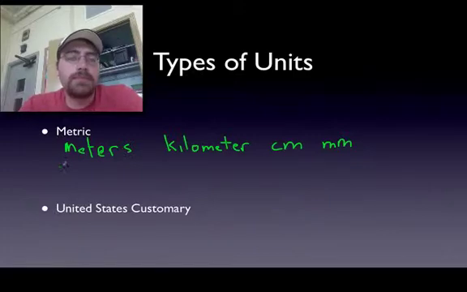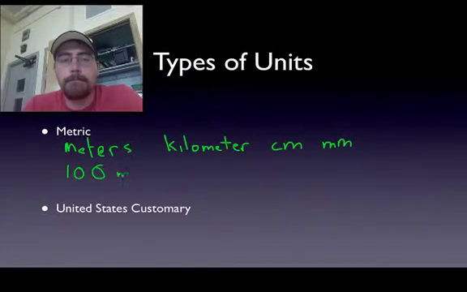When we talk about metric, we also talk about the things that we would measure in meters or kilometers. A lot of times when you run track, if you run around the track, you talk about running a 100-meter dash. Or you can talk about kilometers. Sometimes race cars use kilometers for the distance of the races.